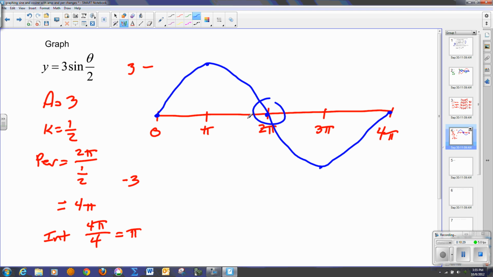If I wanted to check that point there at 2 pi, I'd look and see 3 sine of 2 pi over 2, which is equal to 3 sine of pi. I know the sine of pi, which is the y value, is 0, and 3 times 0 is 0. So my point's checked out. Let's move on to the next example.